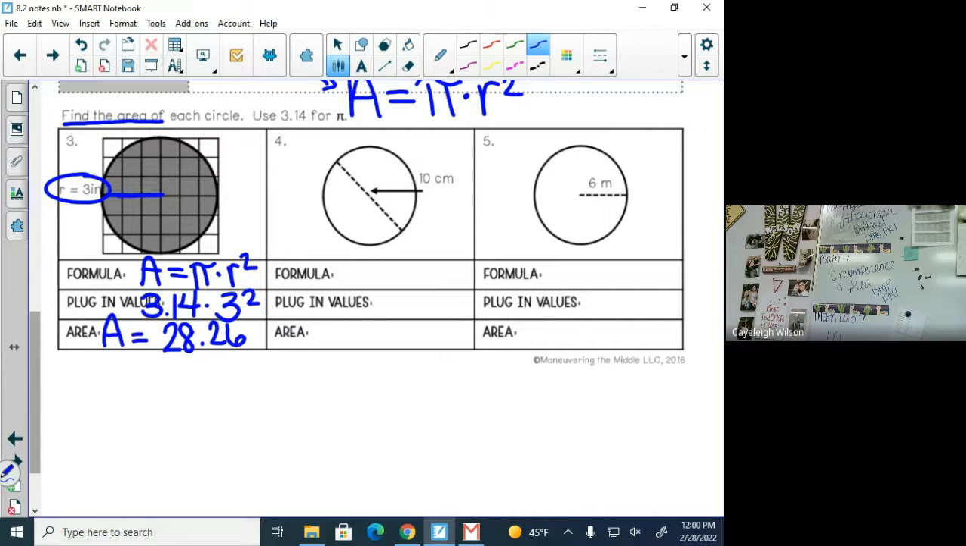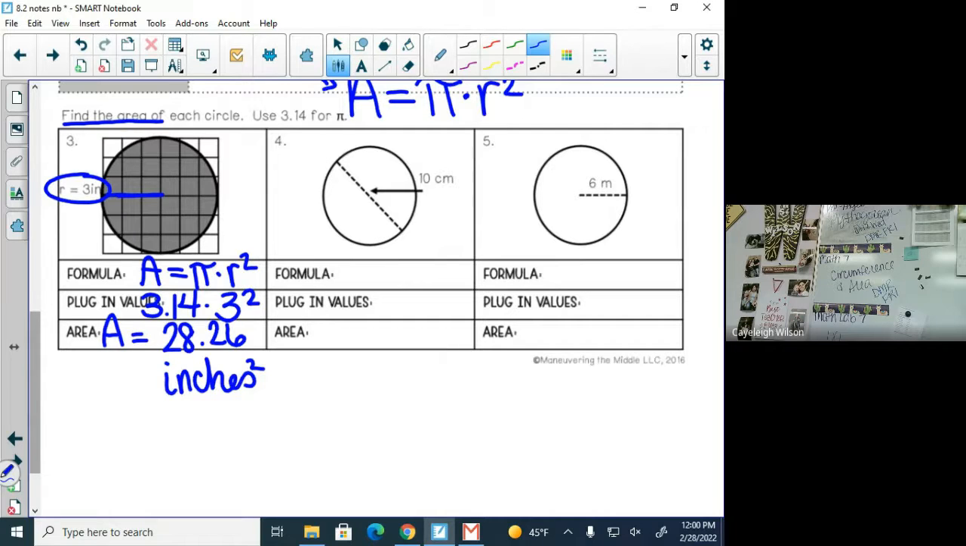Now, we are going to label. Does anybody remember the label on area from when you did area of rectangles? Squared. So the label for this 3 was inches, so this is 28.26 inches squared. Or you could put SQ inches, square inches. Either way. All right, let's look at number 4 together.